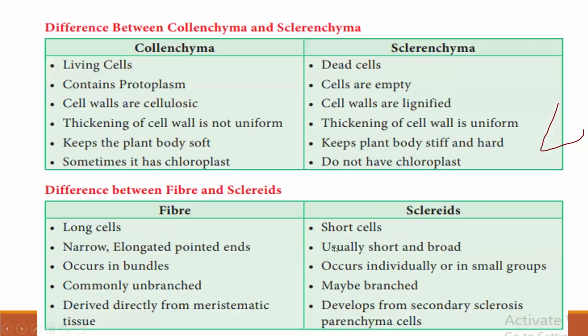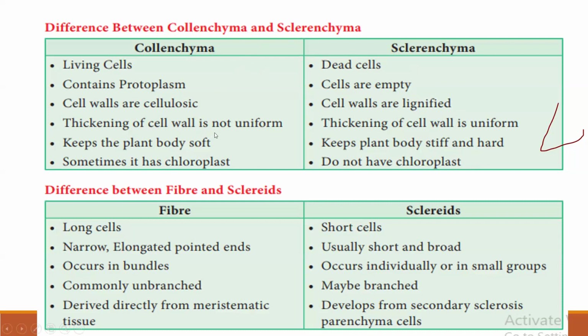Okay, so these are the differences between collenchyma and sclerenchyma. Collenchyma is a living cell, whereas sclerenchyma is a dead cell. Collenchyma contains protoplasm, whereas in sclerenchyma, protoplasm is absent. Cell walls are cellulosic in collenchyma, whereas cell walls are lignified in sclerenchyma.